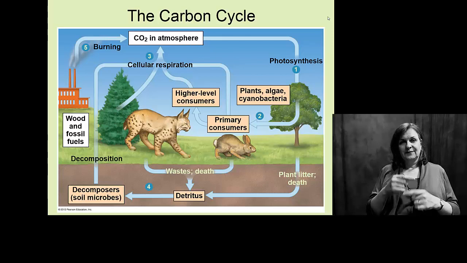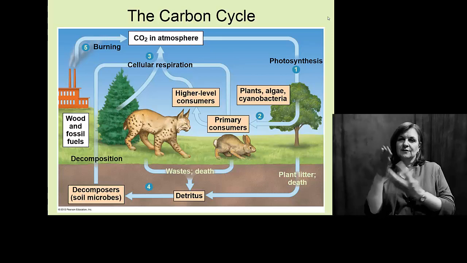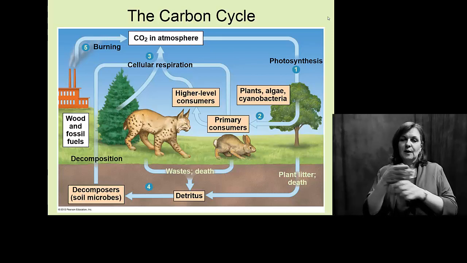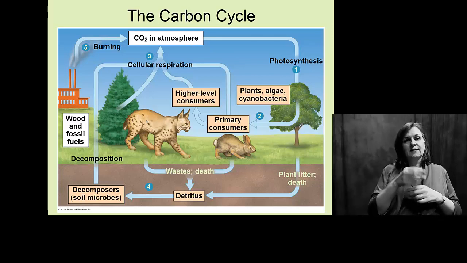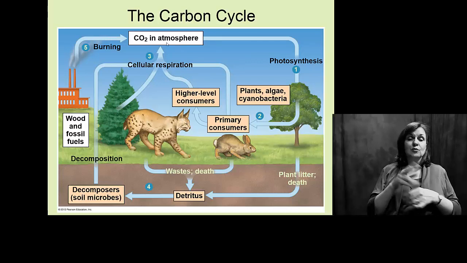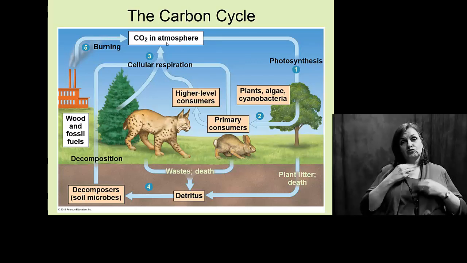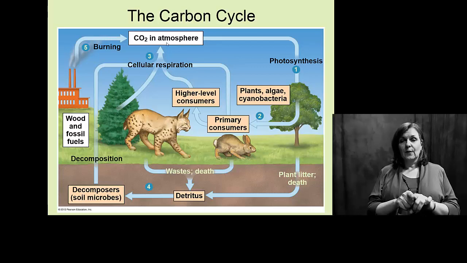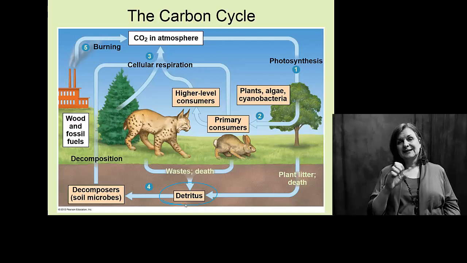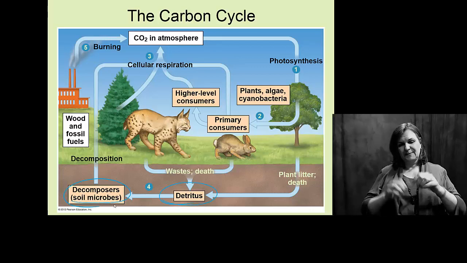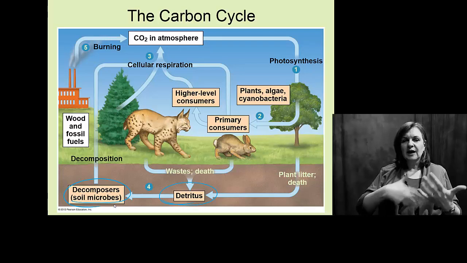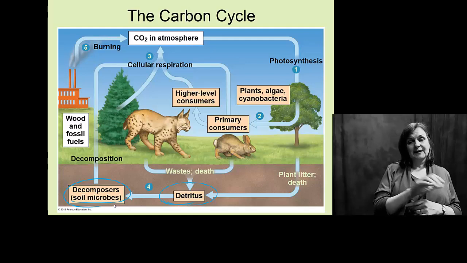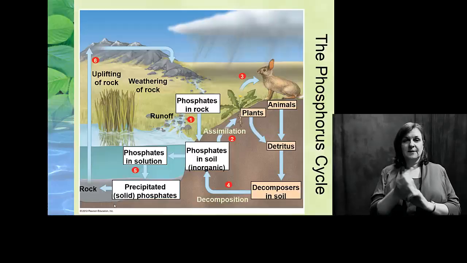Of course, carbon dioxide coming into our trees through photosynthesis, being picked up by primary consumers, eaten by higher level consumers, and then those consumers return CO2 to the atmosphere through normal respiration and cellular respiration. But we also have this step of decomposers down here at the bottom. So we have to keep in mind this constant interaction between biotic and abiotic in the environment.